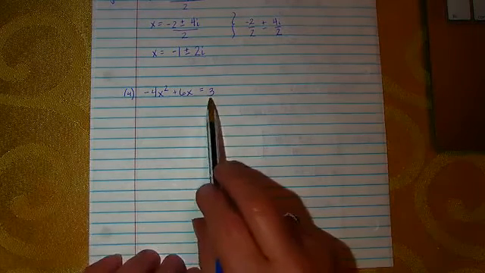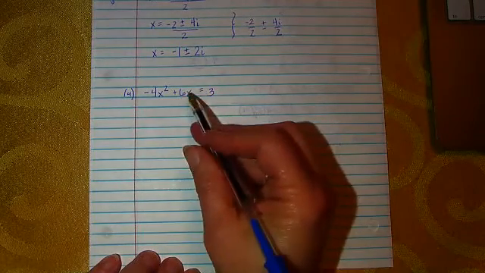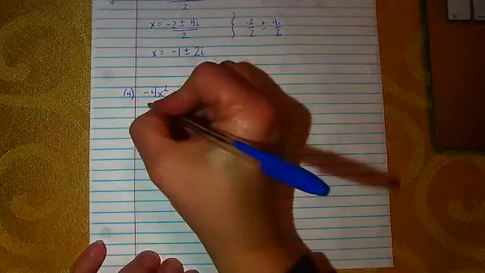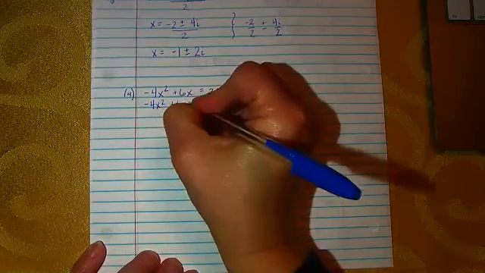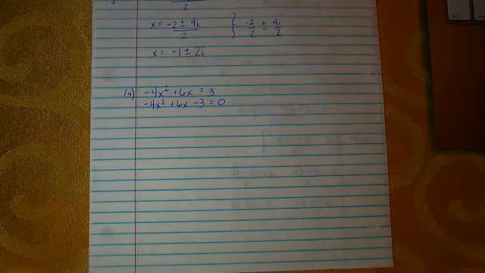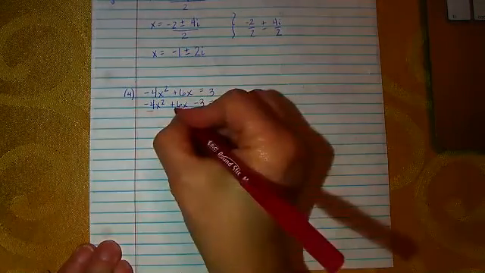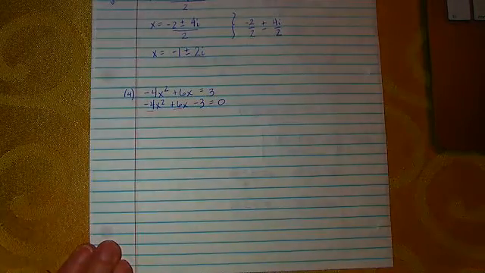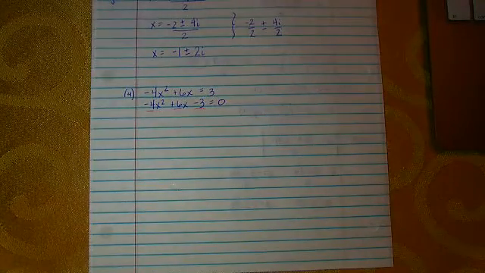So we're going to take this 3 and move it over to the other side. This is a positive 3, so I would subtract it over. So we have -4x squared plus 6x minus 3 equals 0. Now we are ready to identify our a, b, and c. Our a value is -4, b value is a positive 6, c value is -3.